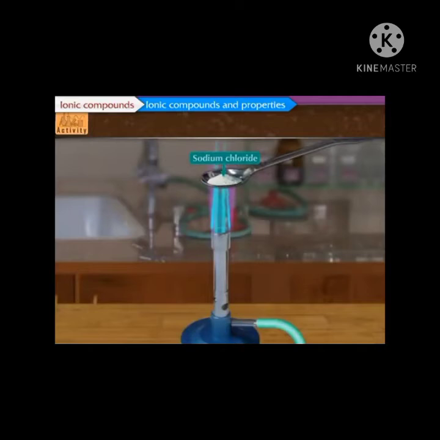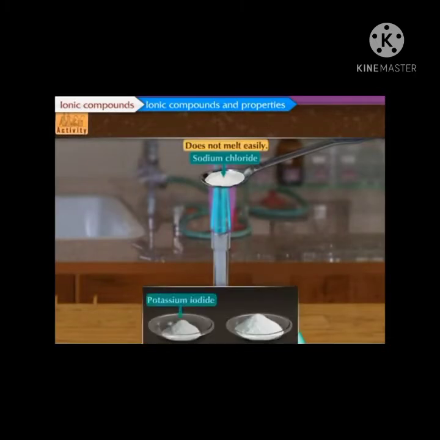Heat sodium chloride. What do you observe? Sodium chloride does not melt easily. On heating strongly, it melts and gets converted to the liquid state. Potassium iodide and barium chloride also melt after prolonged heating.